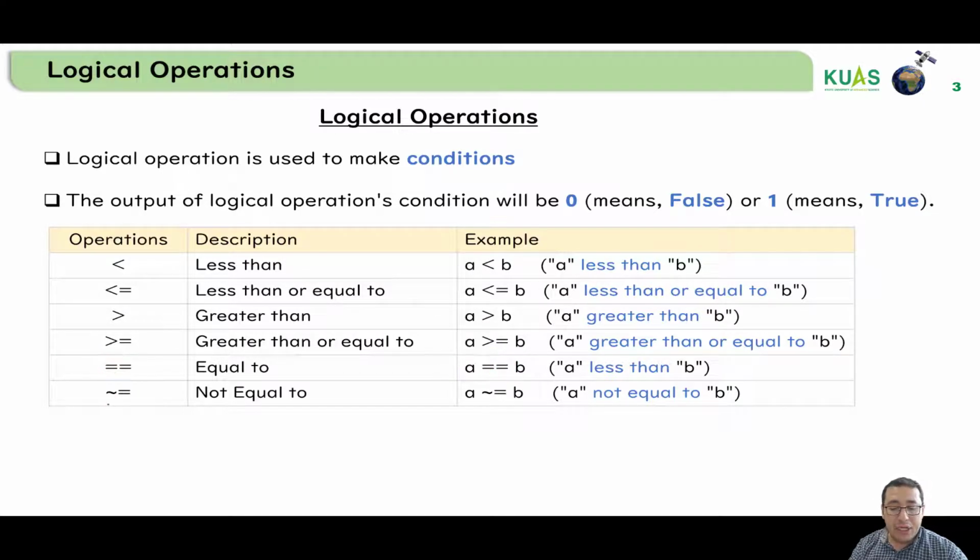And the next one is not equal. Not equal is a combination of the exclamation sign and the equal sign. Together we say not equal. For example, we can say A is not equal B. If A is not equal B, it will be true. If they are equal to each other, it will be false.